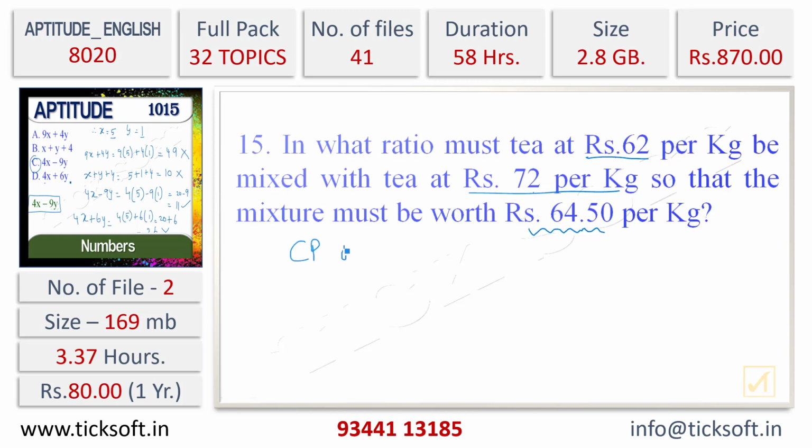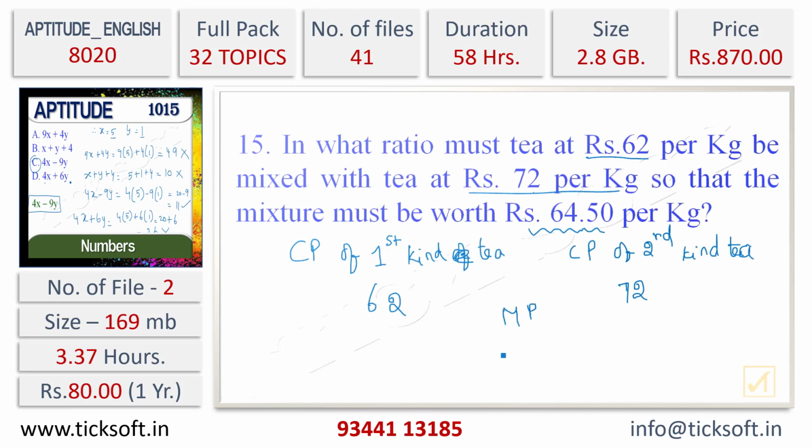So we have to write down the cost price of the first kind of tea. So what is the cost price of the first kind of tea? It is rupees 62. And now the cost price of the second kind of tea will be equal to rupees 72. And now what is the cost price of 1 kg mixture? It is 64.50. So therefore this is the mean price. So the mean price here is 64.5.